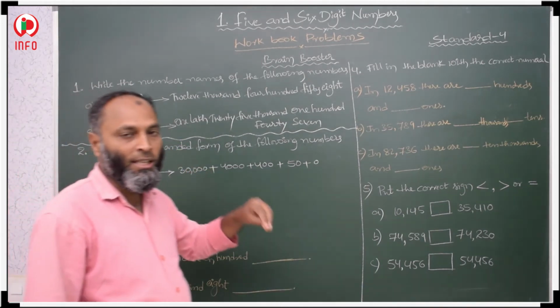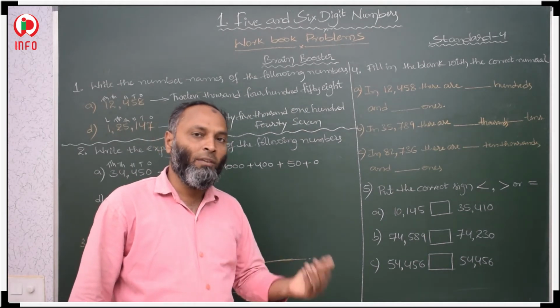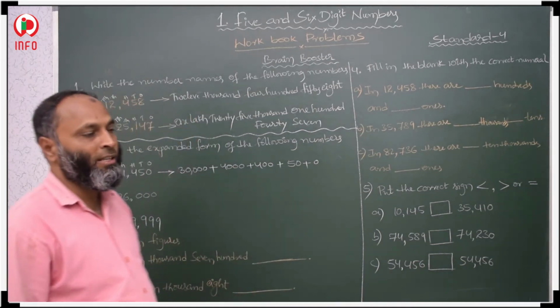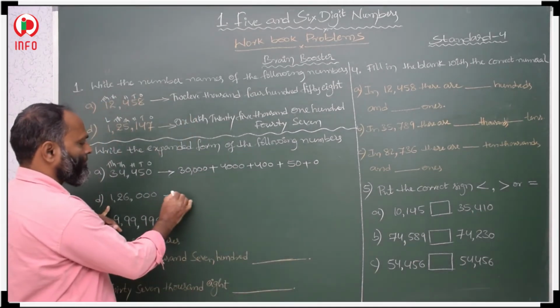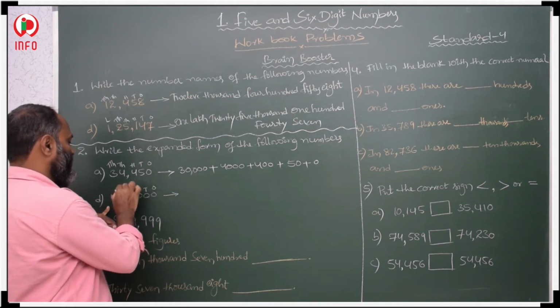If it is in 10,000 place, you have to take 10,000. If it is in hundreds place, you have to take 100. If it is in tens place, you have to take tens. Okay. Now here ones, tens, 100, 1000, 10,000.